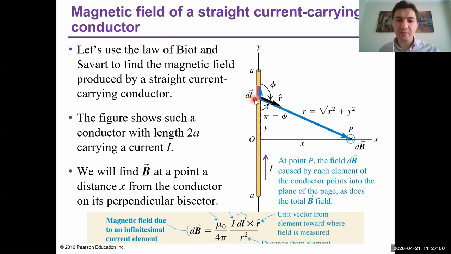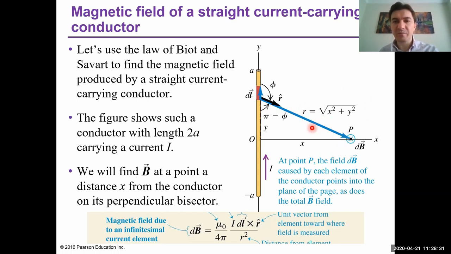So the magnetic field is calculated by that expression, which we have already got that formula. This is the distance from the wire, from the conductor, to the P position. And this is the distance from the current element to the position P, which is given by R.